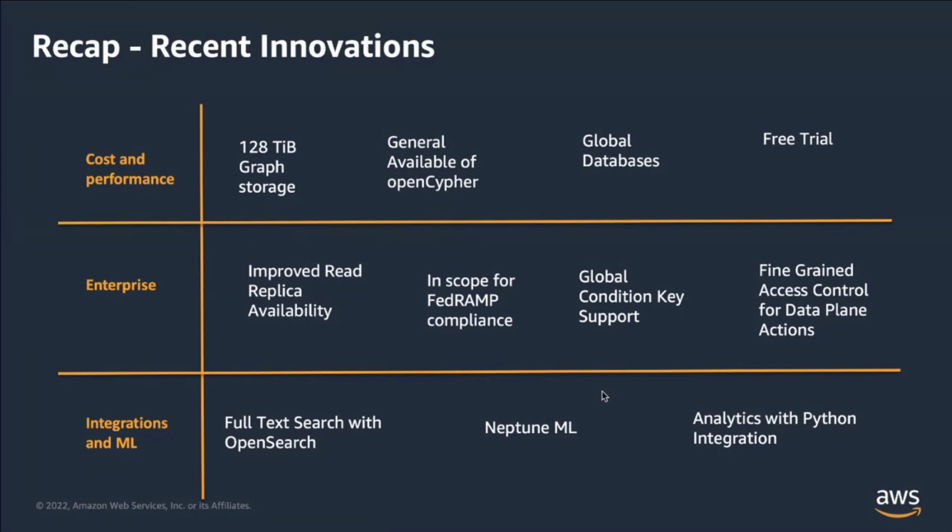Also, Neptune is now in scope for FedRAMP compliance, both high and moderate, for all the US AWS regions that we support. And we also added support for global condition keys so that you can use the condition field of your IAM policies to restrict access to users, such as from a particular IP address or from a particular region.